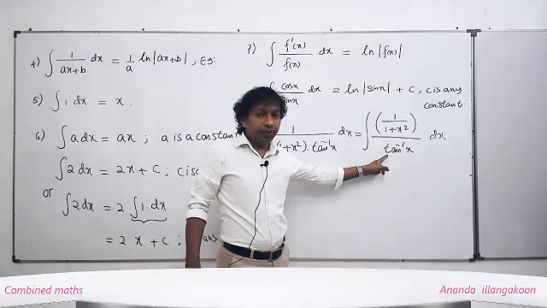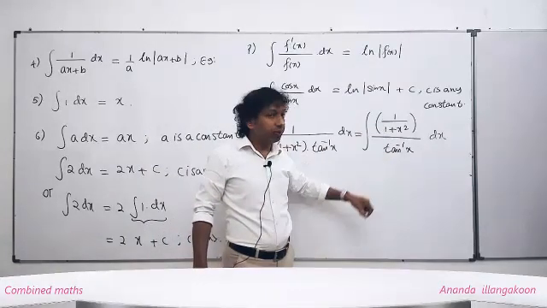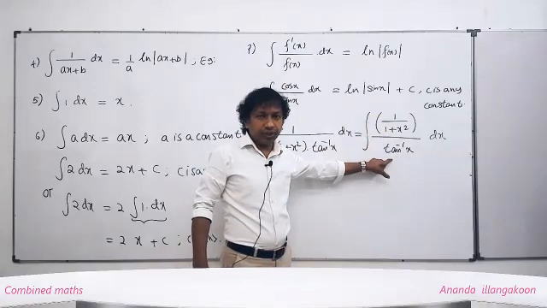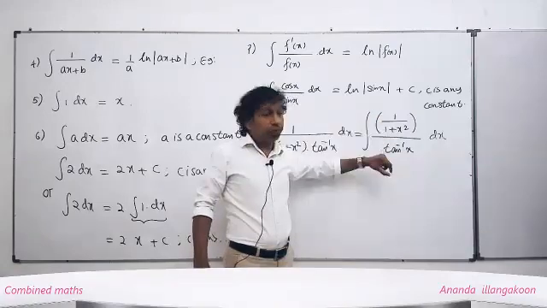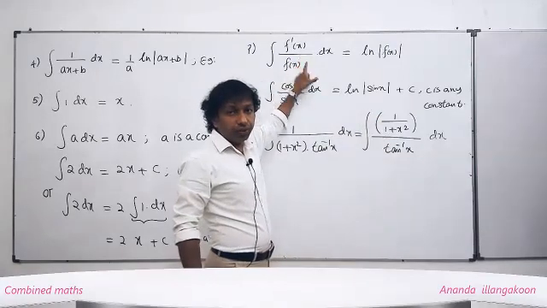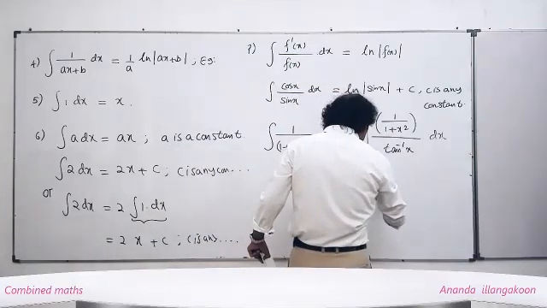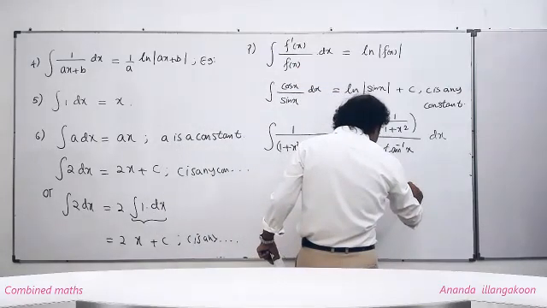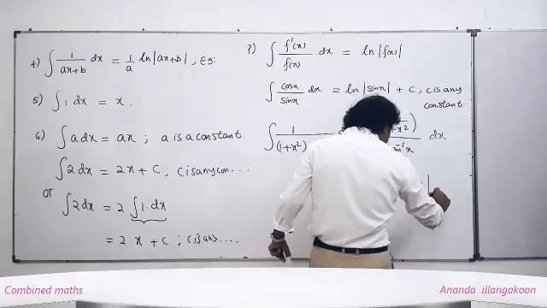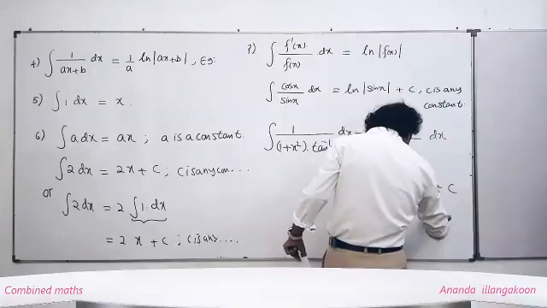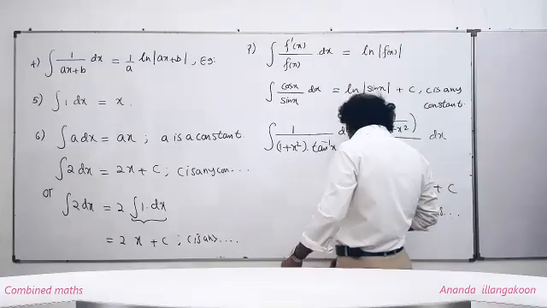Then you can very clearly understand the derivative of tan inverse x. Derivative of tan inverse x equals 1 over 1 plus x squared, available at the numerator. Function at the denominator, its derivative at the numerator. This form. Then the answer is what? ln of the denominator, right? ln modulus tan inverse x plus c. C is any constant.